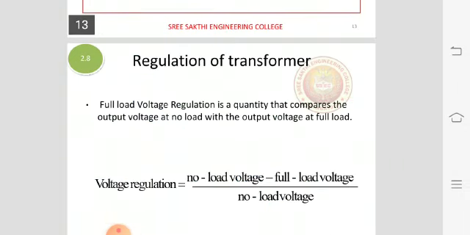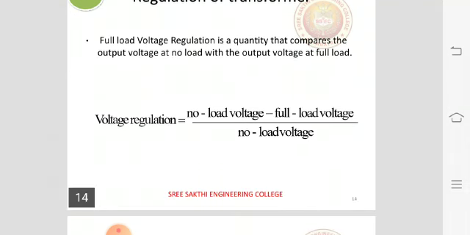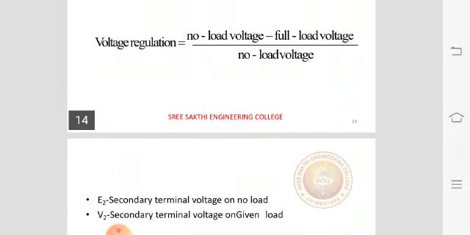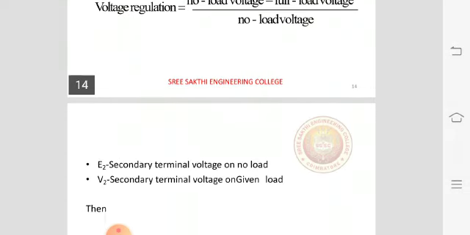Next one, regulation of a transformer. Full load voltage regulation is the quantity that compares the output at no load with the output at full load. Voltage regulation is no load voltage minus full load voltage, divided by no load voltage. So in order to get a regulated output, we need to calculate the voltage by using this formula while we are doing the problem.